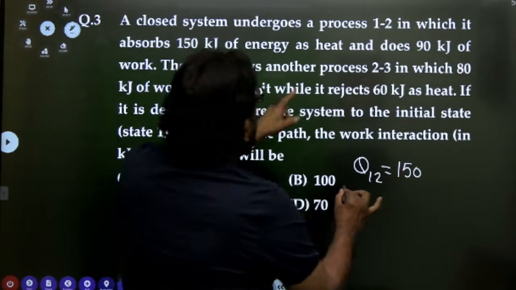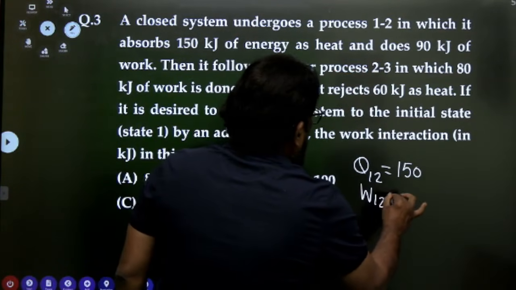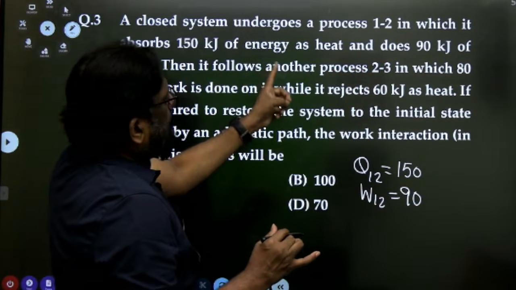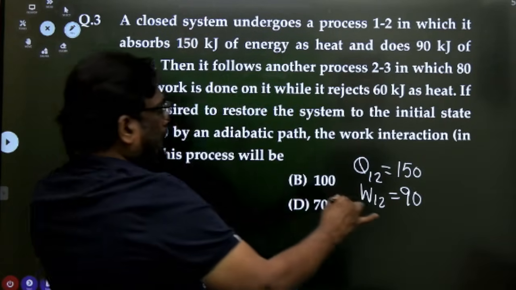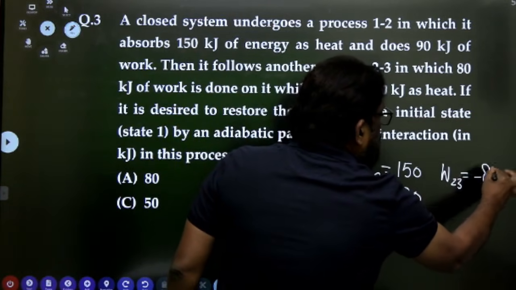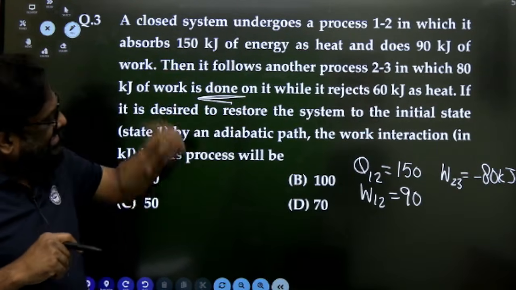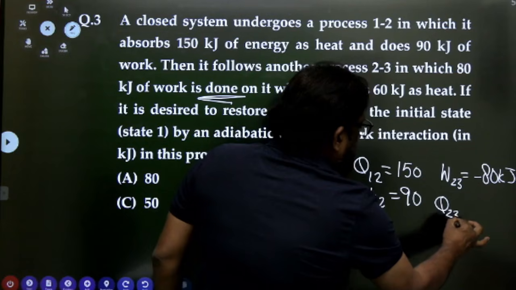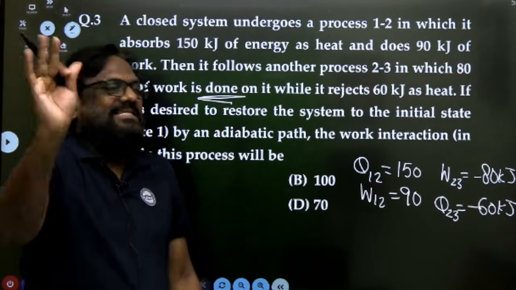Now, what is the work done? It is doing work, which means positive. The work in 1 to 2 is 90. Then it follows another process 2 to 3 in which 80 kilojoule of work is done on it. When the work is done on it, it is negative, and it rejects 60 kilojoule of heat. So Q23 is equal to minus 60 kilojoule. Why minus 60? Because it is rejecting.